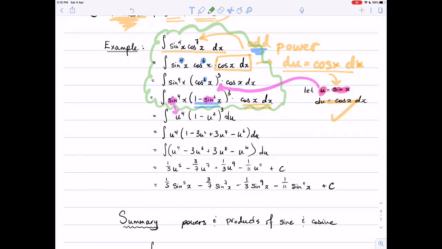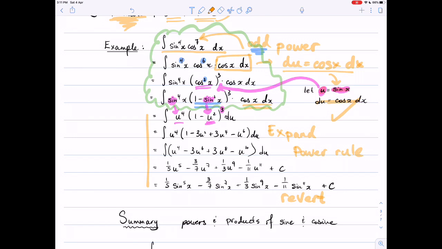So let's just follow through that u substitution really quickly now. Sine is u, so sine to the fourth is u to the fourth. 1 minus sine squared, this was a Pythagorean identity. Cos squared became 1 minus sine squared, so 1 minus u squared. And then the cubed power stays, and then it's just what we did before. You are going to expand, and then you are going to use the power rule, and then you are going to revert. So this part is from earlier in the term.